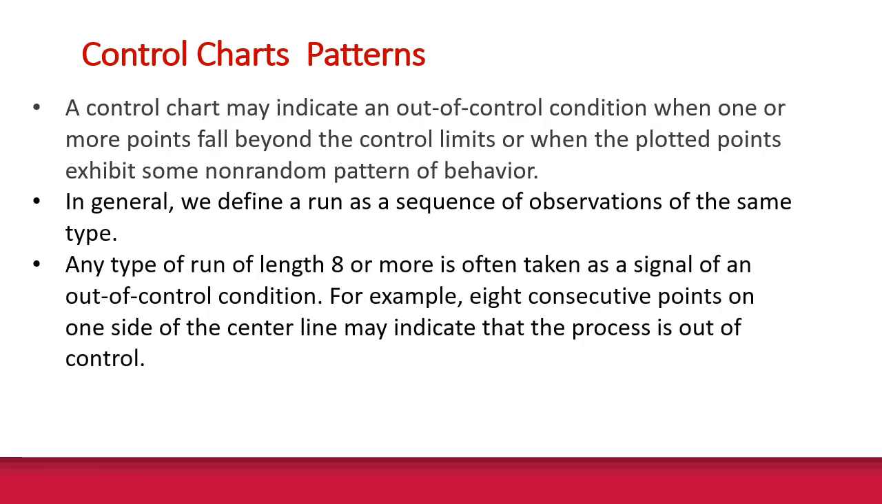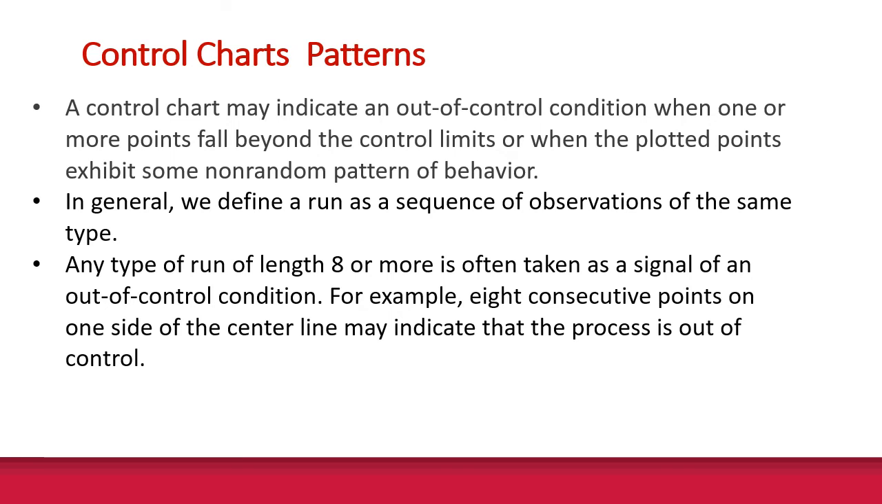Another thing you can have with control charts is patterns that show up on them, and these may indicate an out of control condition when more and more points fall beyond the control limits, or when the plotted points exhibit some kind of non-random pattern of behavior. So even if all the dots are plotting within the control band between the lower control limit and the upper control limit, you can notice patterns there that you want to take advantage of to try to reduce the variability of the process. Typically, we define what's called a run as a sequence of observations of the same type.